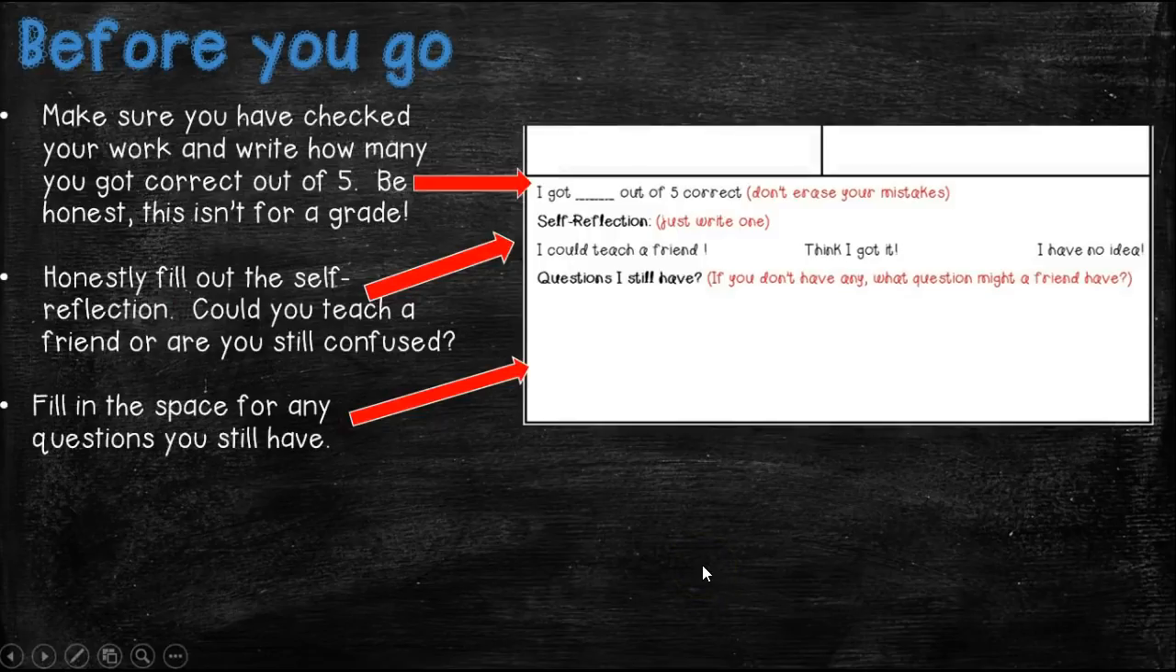Sorry about that one. So before you go, make sure you've checked your work and you wrote how many you got correct out of 5. Be honest, this is not for a grade. Honestly, fill out the self-reflection. Could you teach a friend how to estimate multiplying fractions, or are you still confused? And fill in the space for any questions you still have.